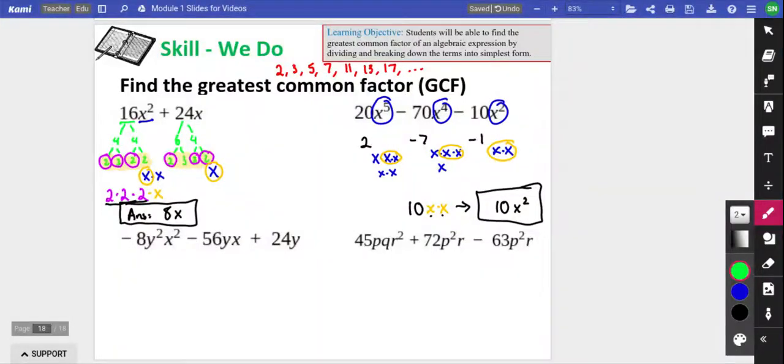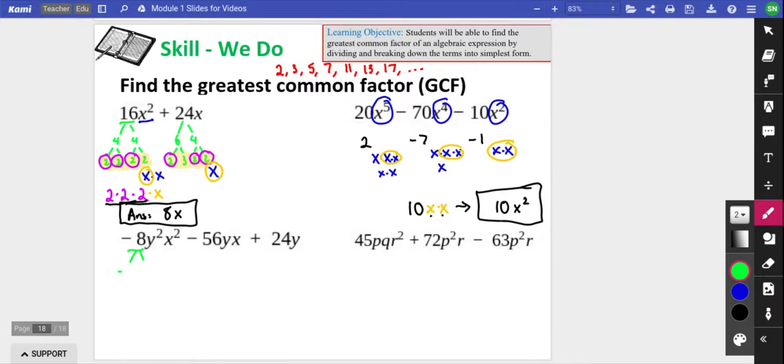Hello, this video is part 2 of greatest common factor, also known as the GCF. These problems are the same as the ones from video 1, except that there's more variables in them. So we will start by breaking down this -8 into smaller terms.